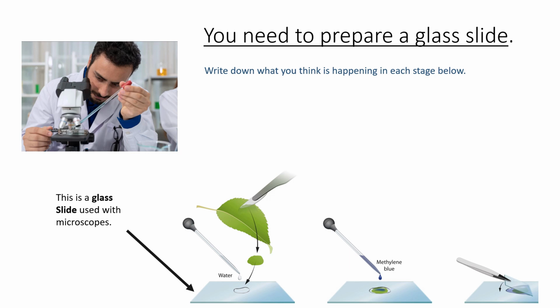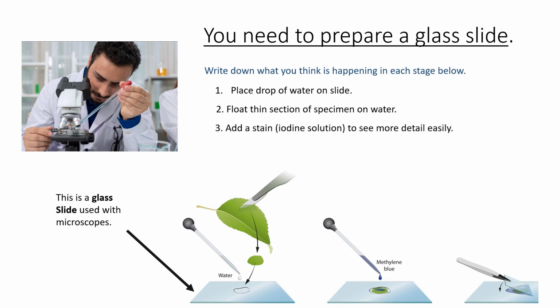Write down what you think is happening in the pictures below. You may need to pause the video for this. Let's go through them. Place a drop of water on a slide. Float a thin section of a specimen or sample on the water. Next, add a stain, such as iodine solution. These will allow you to see details more clearly. And finally, take a small piece of glass that we call the cover slip and press down gently to remove air bubbles.